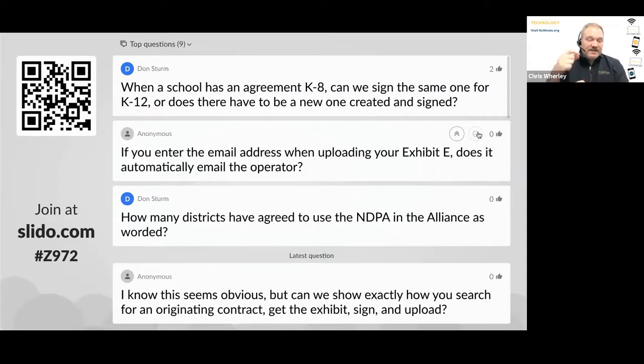So the originating district would put the email address in there. That way, when any subscribing district then comes in and subscribes, signs the bottom of the Exhibit E, and uploads that as a subscribing district, it should be automatically emailed to the vendor based on that email address that the originating agreement put in.